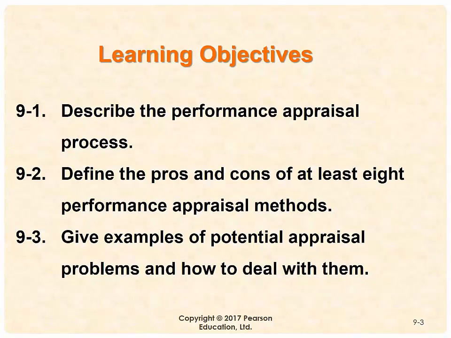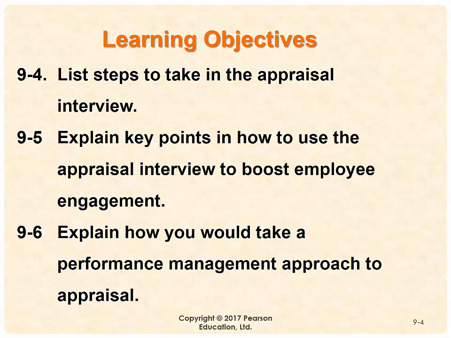In this chapter we are aiming to achieve the following learning objectives. Number one, describe the performance appraisal process. Define the advantages and disadvantages of at least each performance appraisal method. Give examples of potential appraisal problems and how to deal with them.